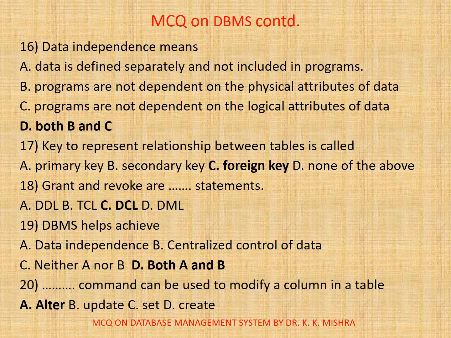Question number 19. DBMS helps achieve, options are A, data independence, B, centralized control of data, C, neither A nor B, D, both A and B. Correct option is D, both A and B.